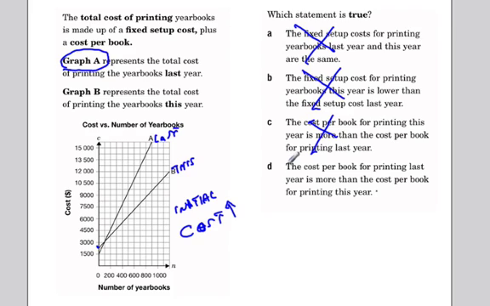And here, this one is the only one that's left to be right. The cost per book for printing last year is more than the cost per book for printing this year. And that's because the line was steeper for last year. And also we know that because there's an asterisk there that tells us that's the right answer.